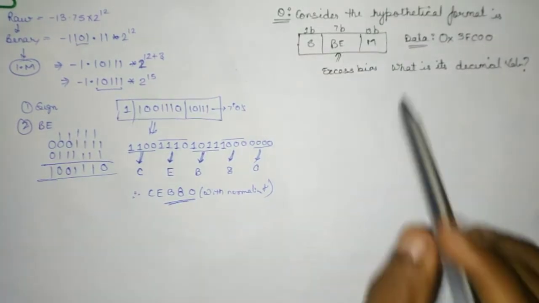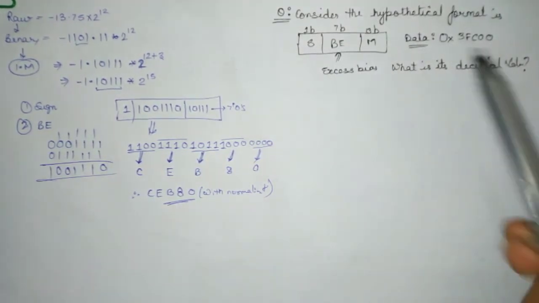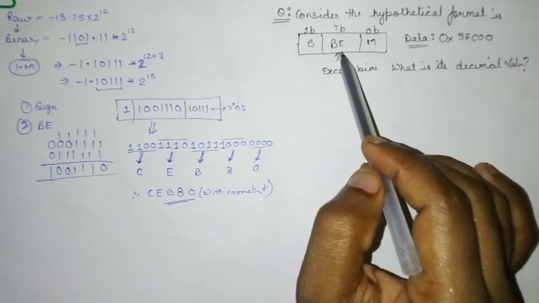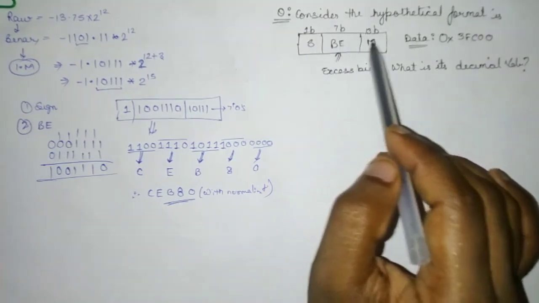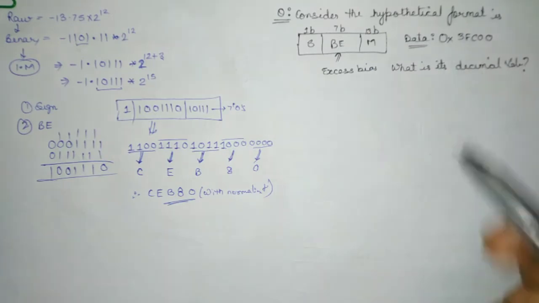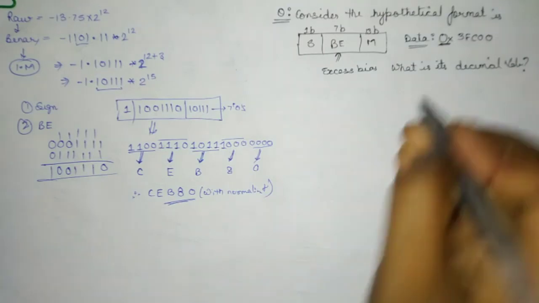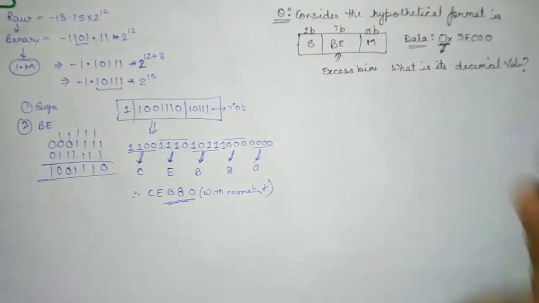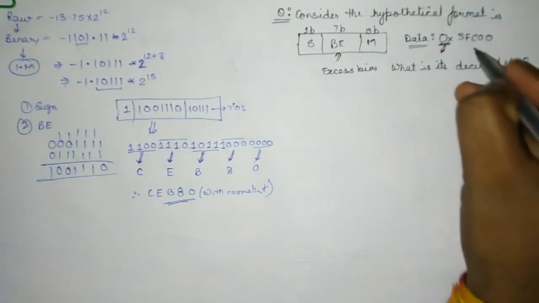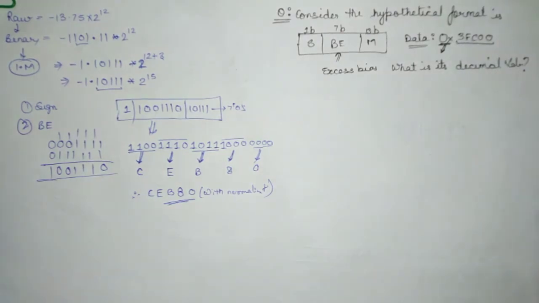So here we are having our second question. In the second question, the hypothetical format is given, which is the same as the previous one, that is sign, biased exponent and mantissa of 1, 7 and 13 bits respectively. The data is given as 0X. This 0X represents the hexadecimal value, which gives you a hint that we are talking about a hexadecimal value. The actual value starts after this X. So this is the actual value that we have to process.